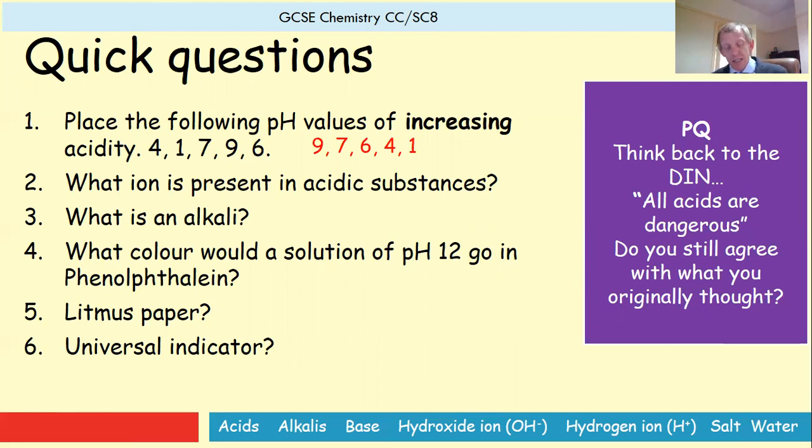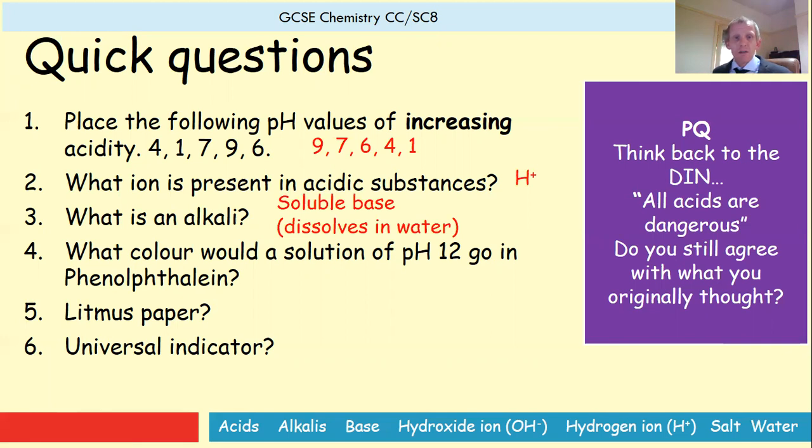Now, what ion is present in acidic substances? We've already mentioned it a few times, guys, when we were looking at the universal indicator scale. And so hopefully you guys will have all put down that it is a hydrogen ion that is present in acidic substances. What is an alkali? Now, this was one of the key terms that we had back at the top end of the lesson. So an alkali, as we should know, guys, is a soluble base. This is a base that dissolves in water. And if we can remember, a base is something that can dissociate or release, provide, supply hydroxide ions.